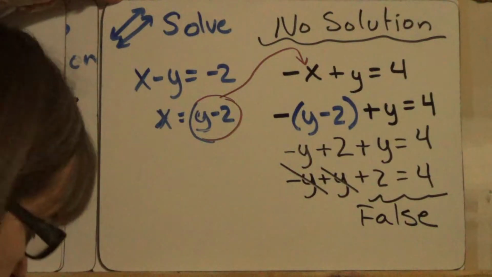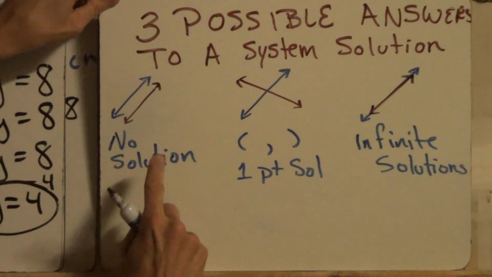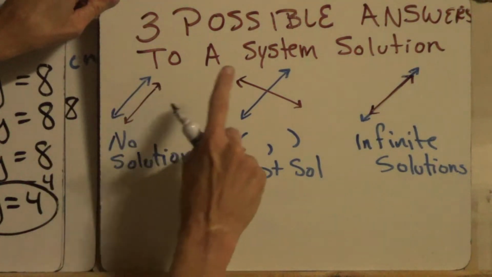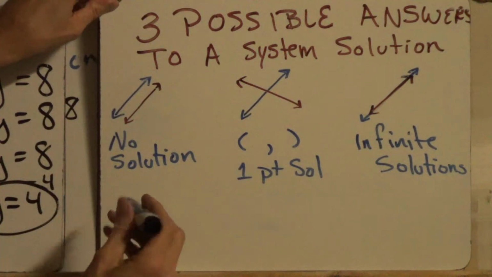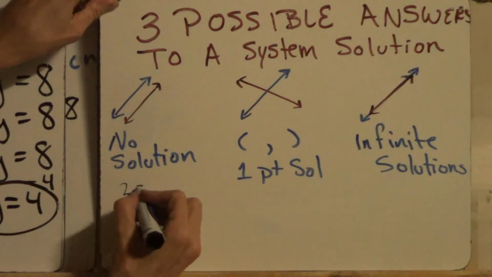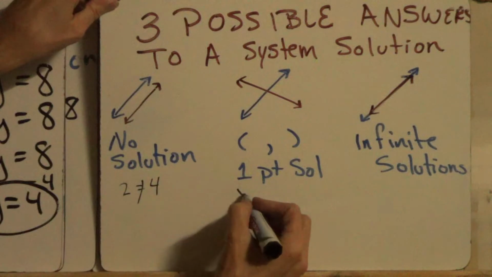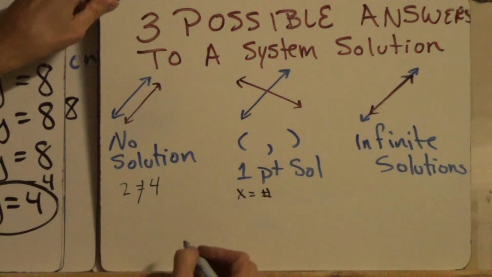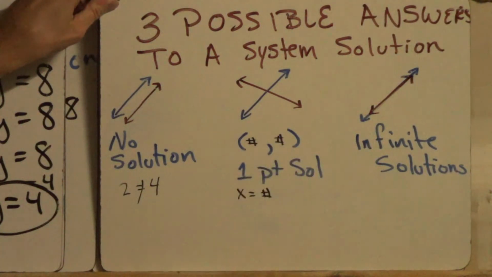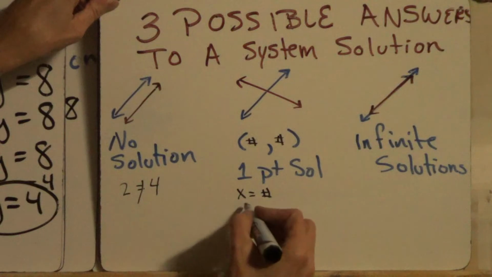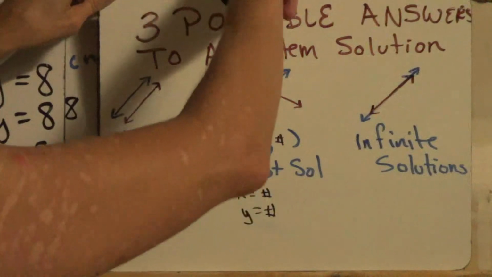So now, one more time, with systems, we have three possibilities: no solution, one solution, infinite solutions. I've shown you a no solution, you end up with 2 equals 4. That's not true. On one solution, you'll end up with a variable equaling a number, and then you plug that number back into the other equations, or both equations, to get a new number. Or you might end up with y equals a number. Okay, now let's look at infinite solutions.